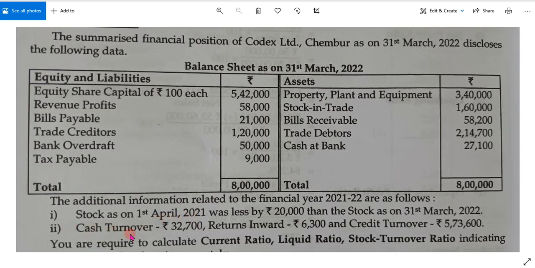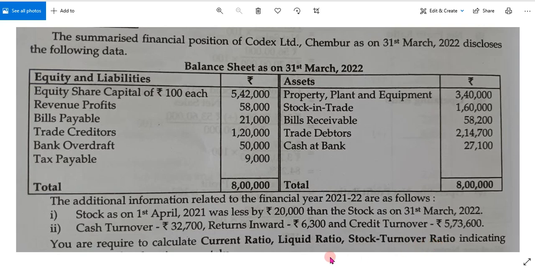Next, cash turnover is 32,700, returns inward 6,300, and credit turnover is 5,73,600. Okay, now what do we have to calculate? You are required to calculate current ratio, liquid ratio and stock turnover ratio.